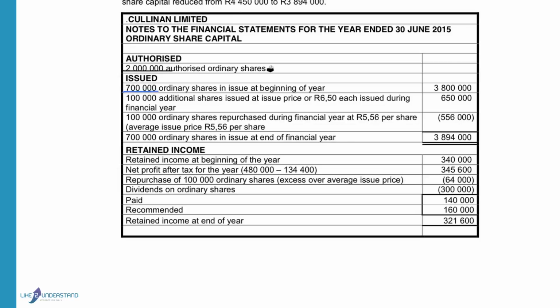We repurchased 100,000 shares, and the amount that was above the average price of 556 is taken out of retained income. Then the total amount that must be paid for dividends during the year will reduce the retained income with 300,000. The paid amount is always for the interim dividend, because the interim dividend is paid immediately. The recommended amount is the final dividend, because they recommend that that amount must be paid out, and it's normally outstanding at the end of the year. Then I work out what is my closing balance for retained income, and that is the balance that will be carried over to the next financial year.